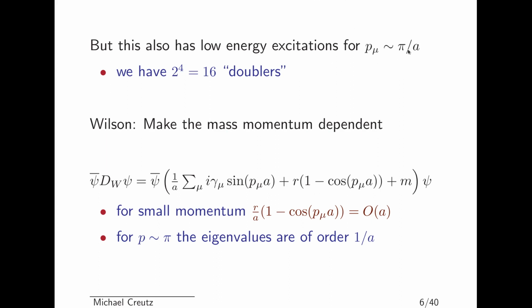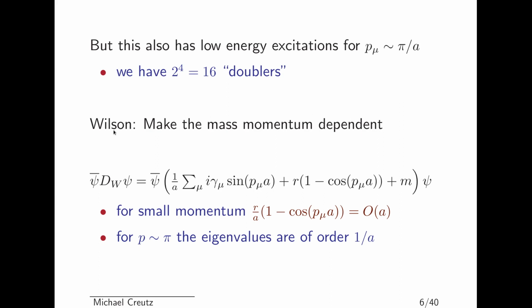So whenever any component of p_mu is pi over a, you have another place with low energy excitations. So instead of the one naive fermion, we have a factor of 2 from each dimension, or 16 doublers, 2 to the 4th.